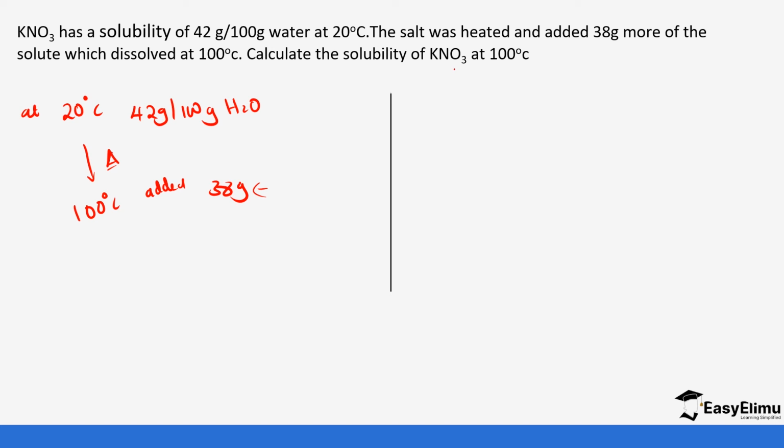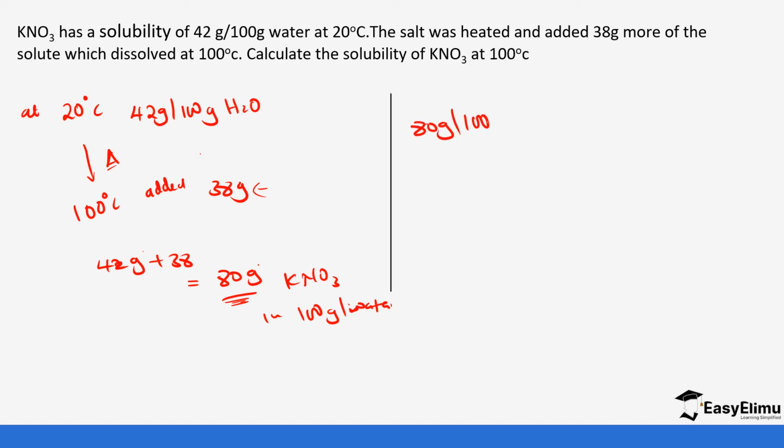Calculate the solubility. So this is very direct. We started with 42 grams initially. We added 38 grams. So let's see how much we are adding up to. It will give us 80 grams. So 80 grams of the potassium nitrate is the amount that will dissolve in 100 grams of water. We don't need to do any more calculation because we've just been asked to calculate the solubility. So the solubility will be 80 grams per 100 grams of water. And that will be our answer.